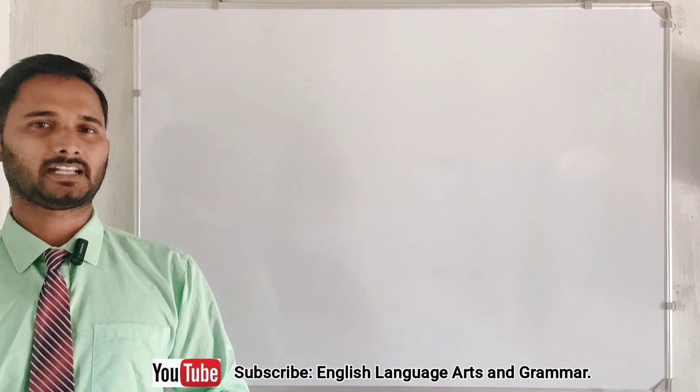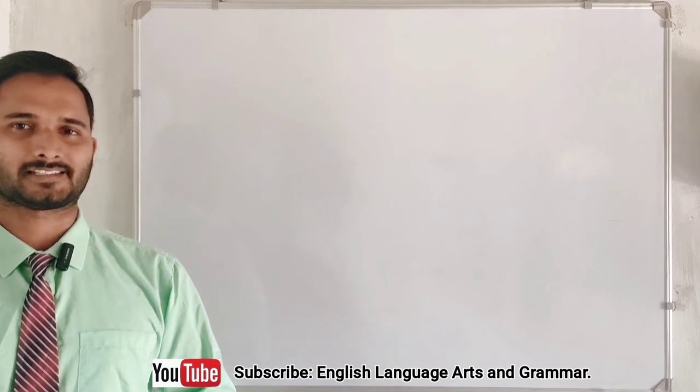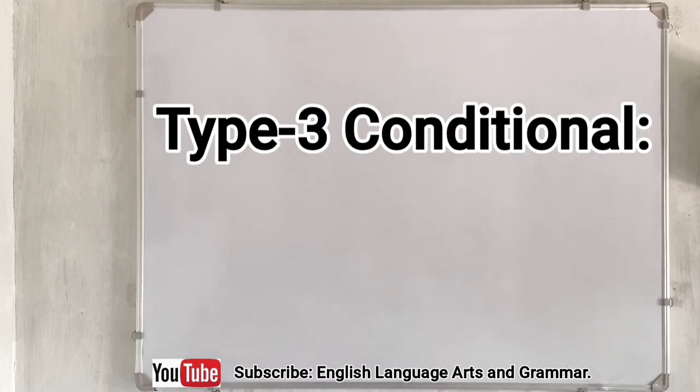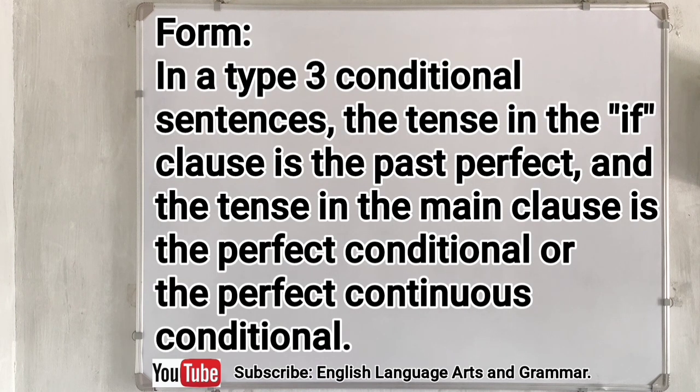Let us learn now the type 3 conditionals and their sentence construction and uses. Type 3 conditional. The third conditional is used to imagine a different past. We imagine a change in a past situation and a different result of that change. Let us learn the form and some functions of it.